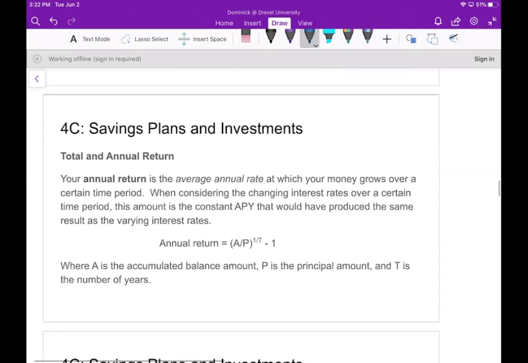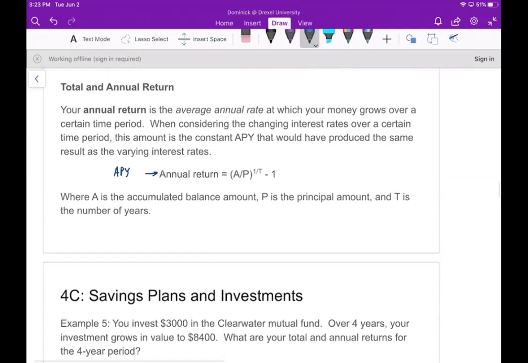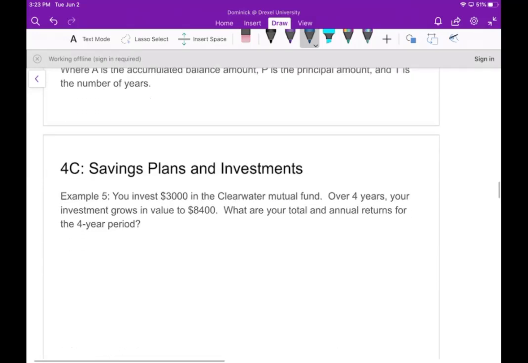All right. Now your annual return is the average annual rate at which your money grows over a certain time period. Right? So when you consider the changing interest rate over a certain time period, the amount is the constant APY that would have produced the same result as the varying interest rate. So you're essentially finding the average interest rate, or the APY, that would have worked just the same, right? So of course, A is the accumulated amount, P is the principal amount, and T is the number of years.